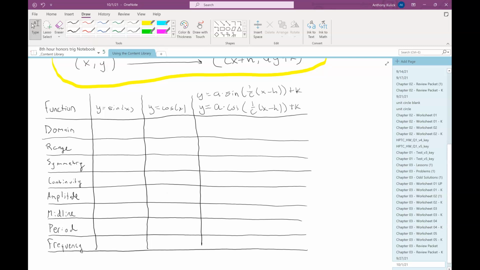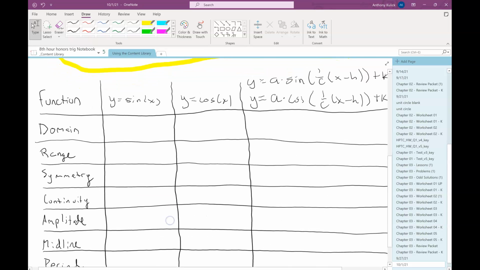Some of the words in this first column are things that you're familiar with, like domain and range and symmetry and continuity. Some of the other words are things that maybe we haven't explicitly defined yet, like amplitude, midline, period, and frequency. But we'll describe what those things are if you're not already aware of them in just a few minutes. But we're going to complete this chart here together. Okay, so let's do the sine column first.